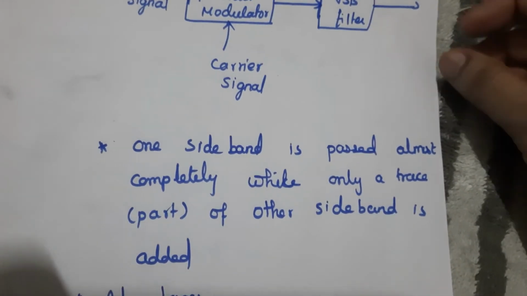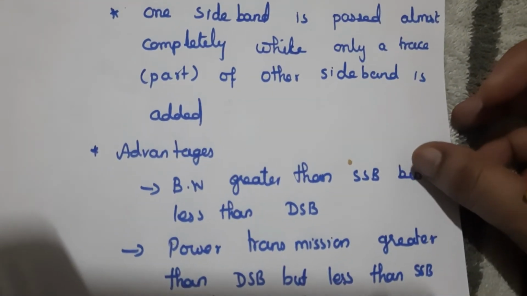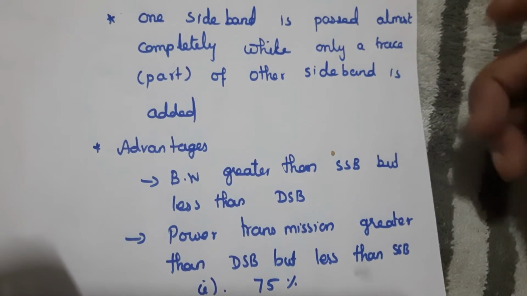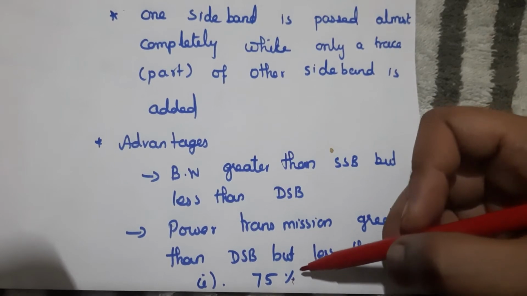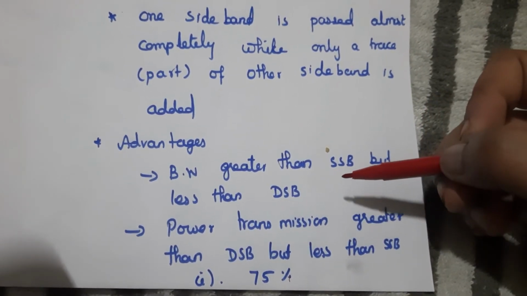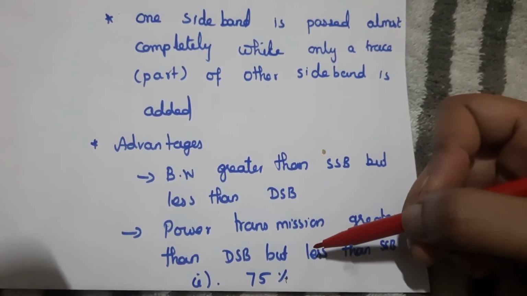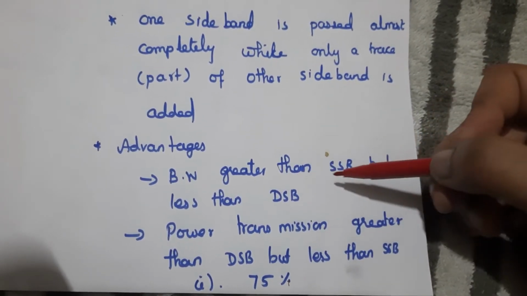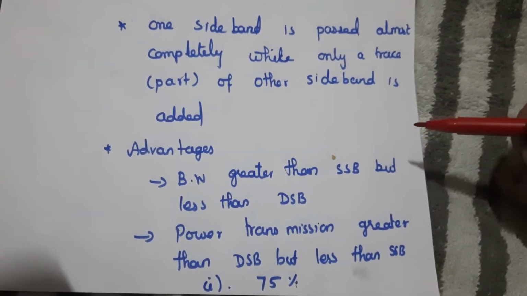And the advantage of this VSB method is the bandwidth is greater than SSB but less than DSB. And power transmission is greater than DSB but less than SSB, and here the power transmission is 75%. For DSB it is 66.7%, and for SSB it is nearly 83.3%, and here it is 75%. So this is greater than DSB but less than SSB. Similarly, the bandwidth is greater than SSB but less than DSB, and these are the advantages of this VSB method.